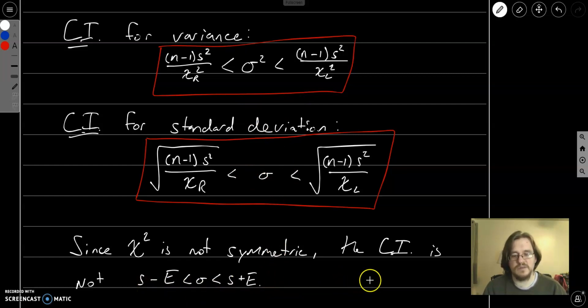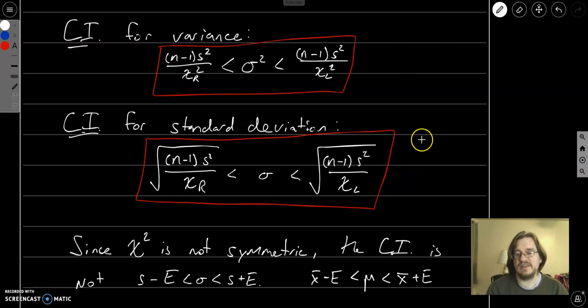The confidence intervals that we saw before, for instance for the mean, looked like the sample mean plus a little bit, and the sample mean minus a little bit. So the population mean was somewhere between the sample mean plus and minus a little bit. Here, we're not taking the sample standard deviation and sample variance and adding and subtracting a little bit from it. This is because the chi-squared distribution of the sample standard deviations is not symmetric.